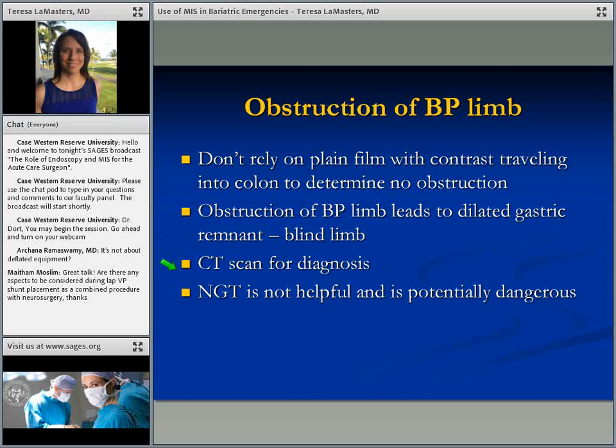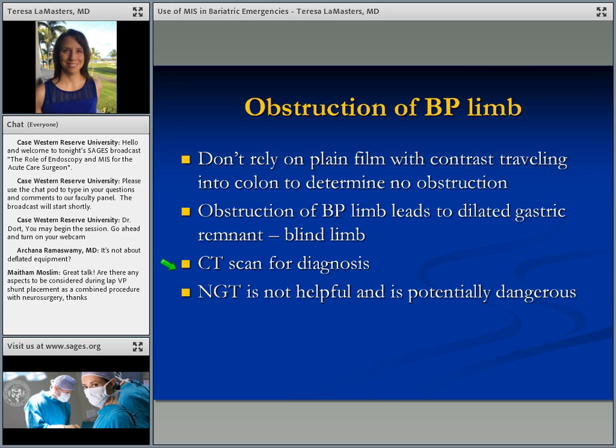CT scan is very diagnostic for this. When you're looking for a bowel obstruction, and I'm sorry that I don't have a picture today, look at the gastric remnant. The gastric remnant should be decompressed with a very little amount of fluid. If it's very distended and it has a lot of fluid, you should be immediately concerned that there is a bowel obstruction.